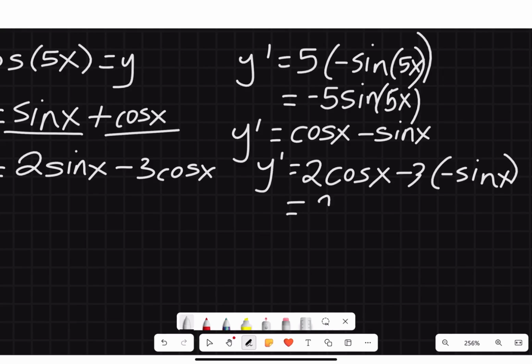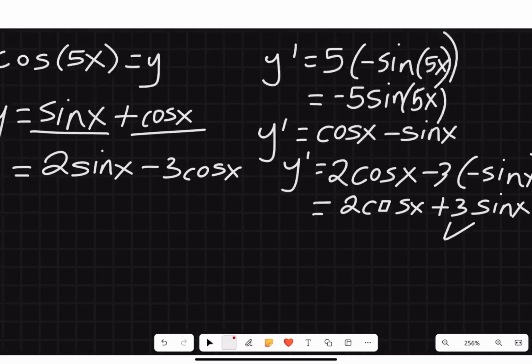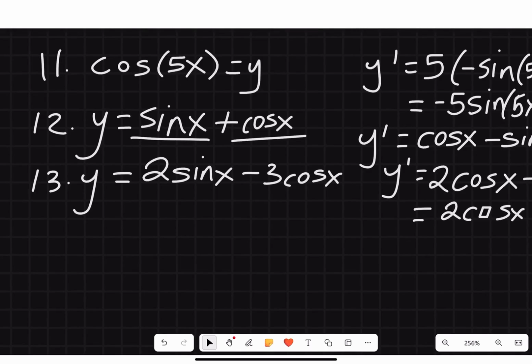This simplifies to 2 cos x. Negative and negative will give us positive 3 sine x. So the answer will be 2 cos x plus 3 sine x. I hope you got it right, ladies and gentlemen. We are now going to, let's see what number we're doing. Okay, we are now going to 14, right? Let us do 14.